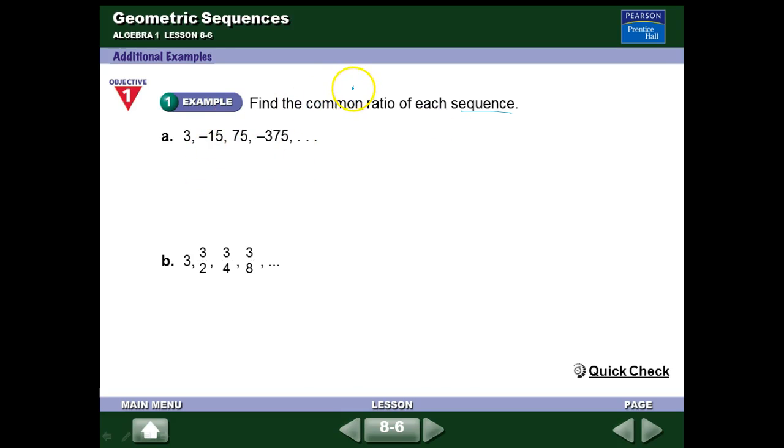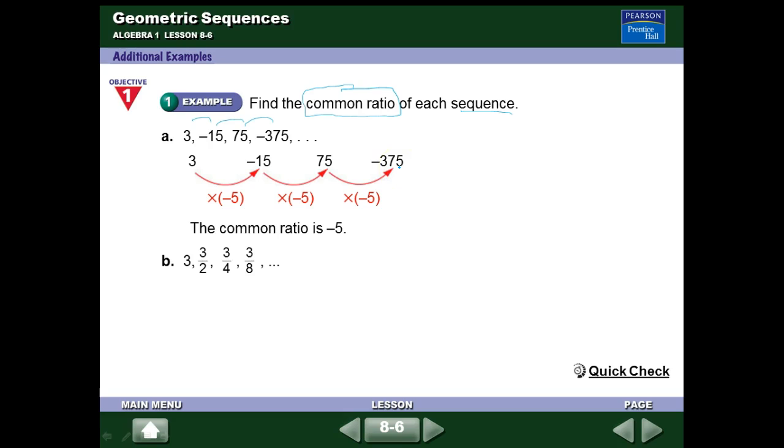Also, what we're looking for, this common ratio, is that number, or what is happening from each term to term. What common thing is happening between them. So let's take a look. Here they have just widened out our numbers: 3, -15, 75, -375. And what we're doing here is we're multiplying by -5 to all of them. So 3 times -5 gives you -15. -15 times -5 gives you 75. 75 times -5 gives you -375. So the common ratio, which is what we're looking for.